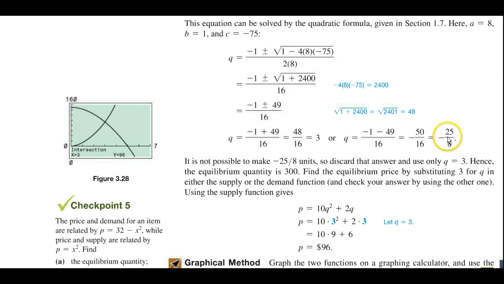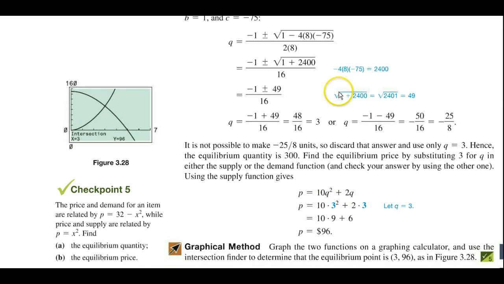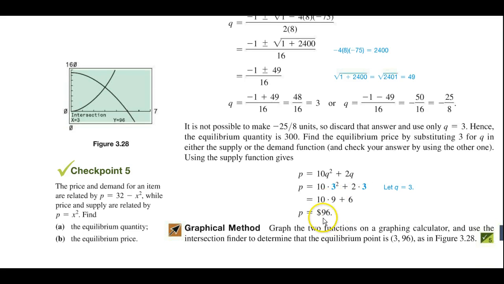We would disregard the negative, and we only use the positive value. Putting that into one of the formulas, our +3, we end up with a price then of $96.